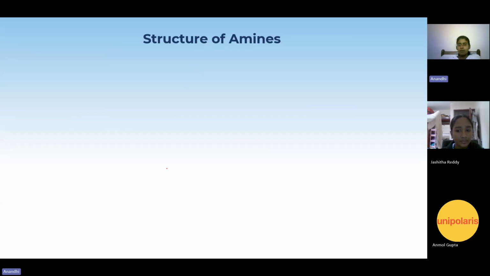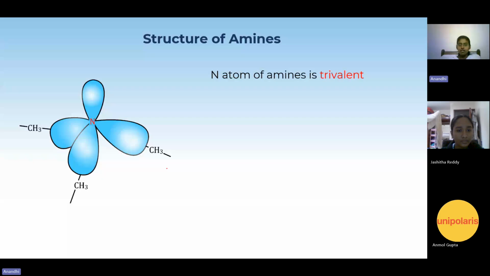All right. Coming to the structure, let me take one example for amine, which is N(CH3)3. Here, all the hydrogens are replaced by CH3, the methyl group. Here, the nitrogen atom of amine is trivalent. What is meant by trivalent? Any idea? Trivalent means valency is 3. So the nitrogen atom can form 3 bonds with other atoms or molecules. Nitrogen can form only 3 bonds, so that is called trivalent.